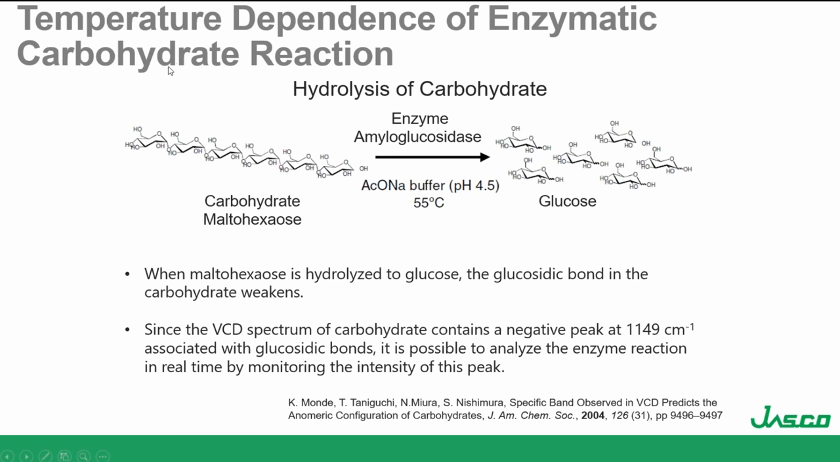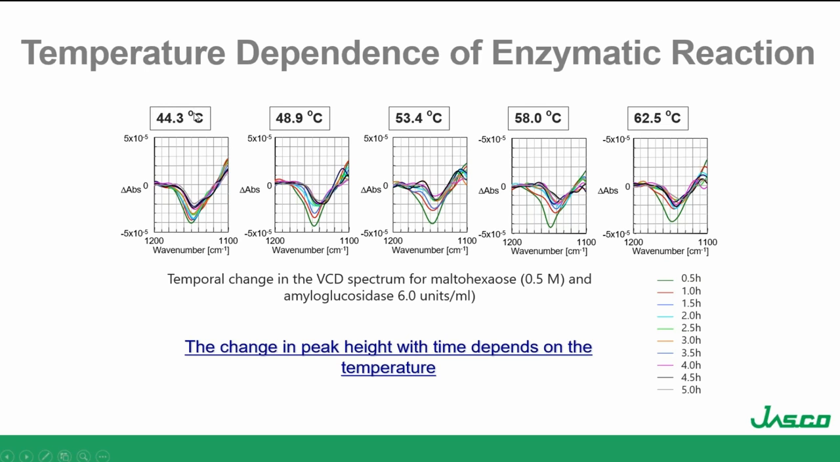In this application, we see the result of a study on the temperature dependence of the enzymatic reaction of a carbohydrate. The carbohydrate maltohexose is mixed with the enzyme at constant temperature, and what happens is the hydrolysis of glucose. The glucosidic bond of this carbohydrate is going to be weakened. In the VCD spectrum, there is a peak associated with these glucosidic bonds. In this work, the measurements were done at different temperatures and different times. You can see here the peak of the glucosidic bond at 1149, and the intensity of this peak changed with the change in temperature and time.